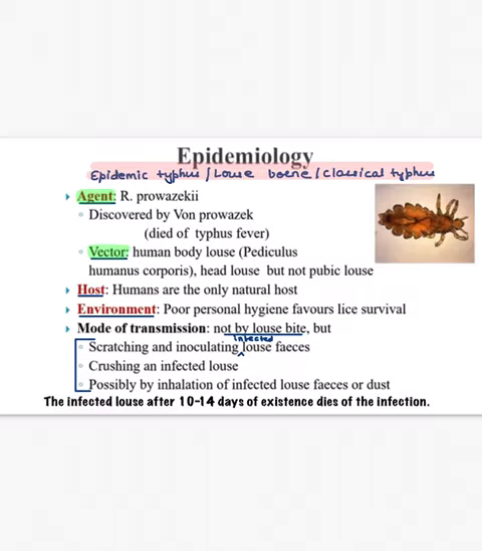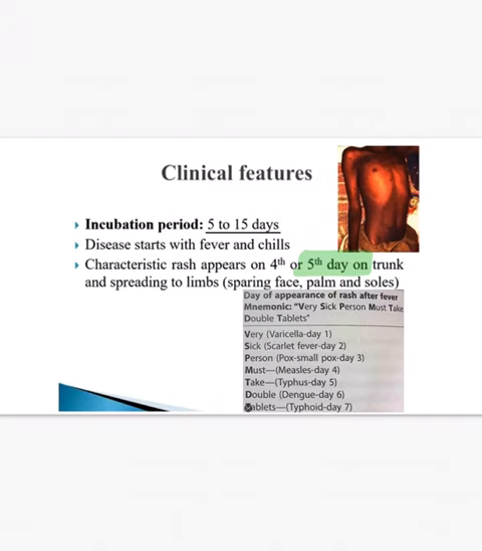If we talk about the incubation period of epidemic typhus, it is 5 to 15 days, and a characteristic thing is that the rash occurs on the 5th day. So you have a mnemonic for fever with rash. The mnemonic is: Very Sick People Must Take Double Tablet. So V is for varicella, that is chickenpox.